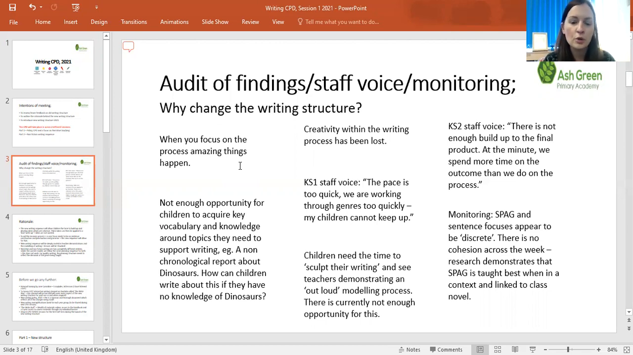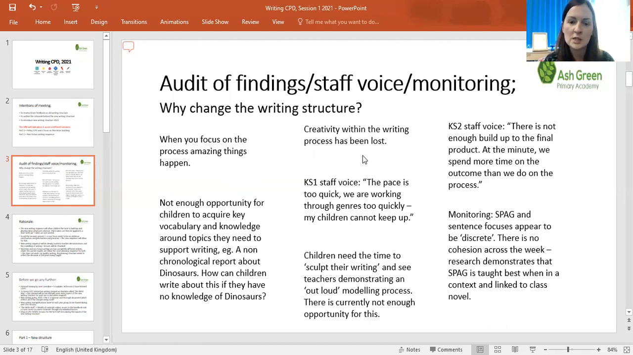Having spoken to people across the team, in Key Stage 1 especially, I know a lot of the feedback was around the pace. I know we did change our writing offer for the remote teaching, but the pace of the sequences is often too quick for the younger children. Some people feel like we're working through genres too quickly, and because of that, the children can't keep up.